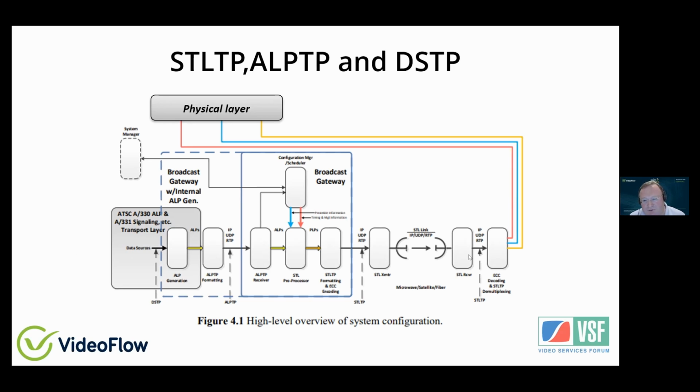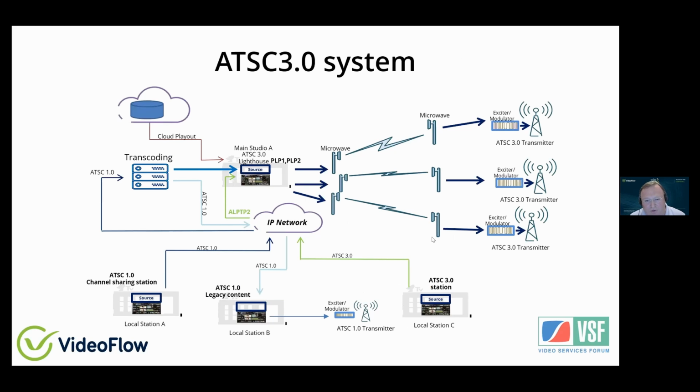And then it is transmitted as an STLTP over the microwave to the transmitter and going upwards to the RF. And let's explain each and every one. Now I'm going to touch base on the three specific newcomers and then explain how we use them. So we have the STLTP, the ALPTP, and the DSTP, and hold your horses before we go and understand it.